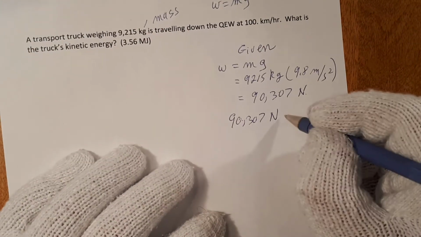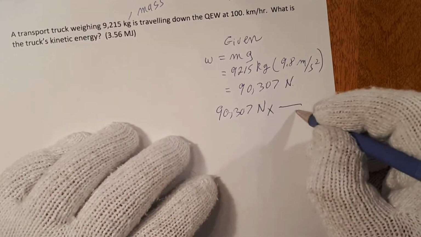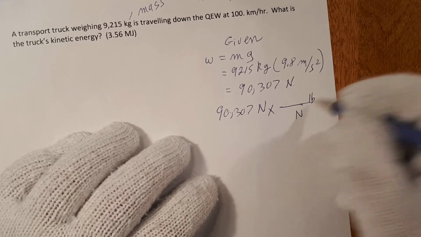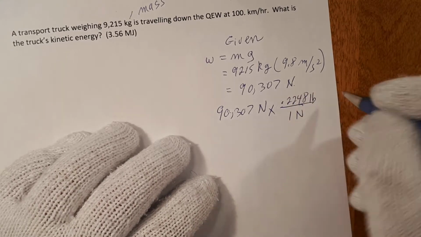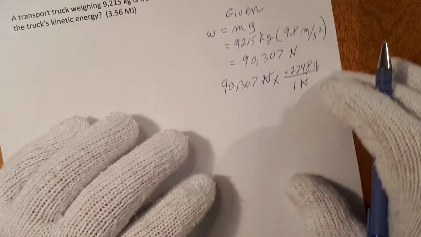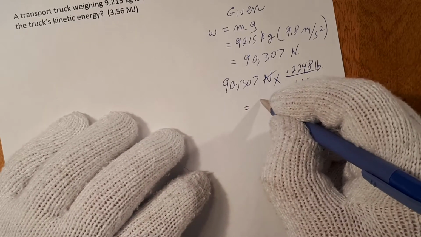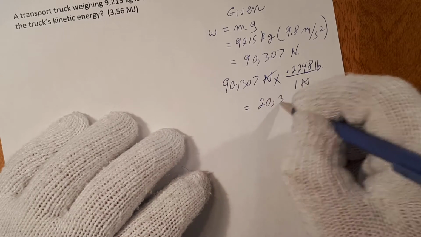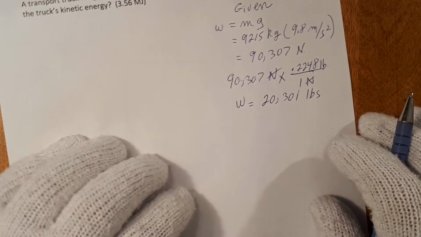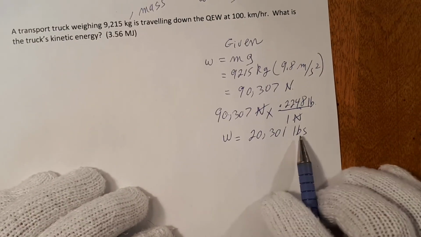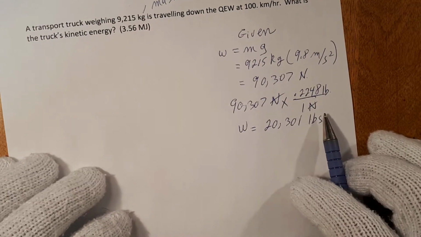And as a conversion factor, we need newtons in the bottom for newtons to cancel out, and pounds on the top. So 1 newton was 0.2248 pounds. The newtons cancel out, effectively converting this into pounds, and that comes to 20,301 pounds. That is the truck's actual weight in terms that we understand. But let's carry on with the word problem now.